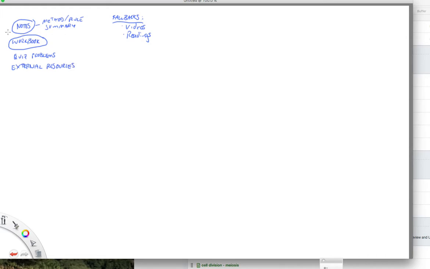So after you've gone through this, go through notes first, then workbook, then think about your quiz problems and how to solve them. Hopefully you've been writing out how to solve them so far. That's the third step. And then go to your external resources. If you get stuck on any of these things, then go back, here are the fallbacks over here, to videos and readings, and these will help you.